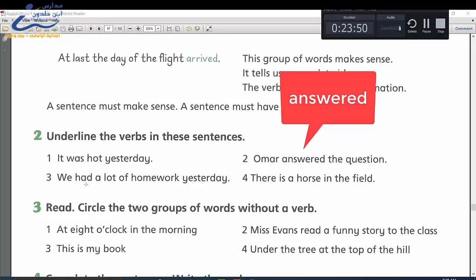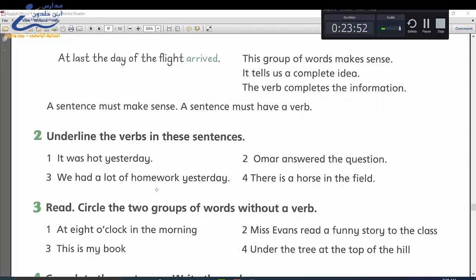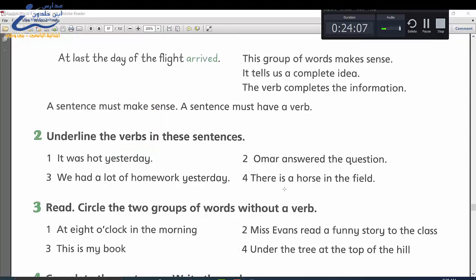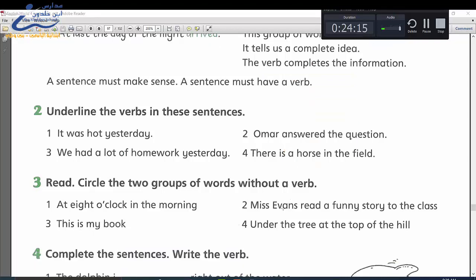Number 3. We had a lot of homework yesterday. Where is the verb? Yes, very good. Had. Number 4. There is a horse in the field. Where is the verb? Is. Wonderful.